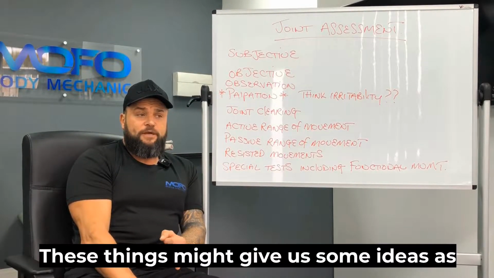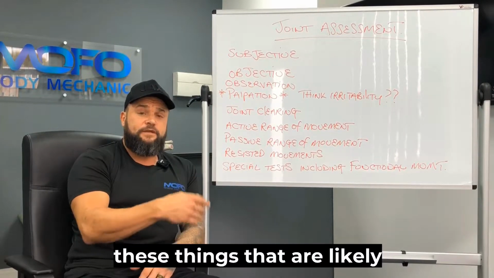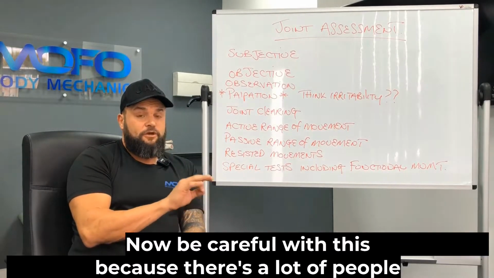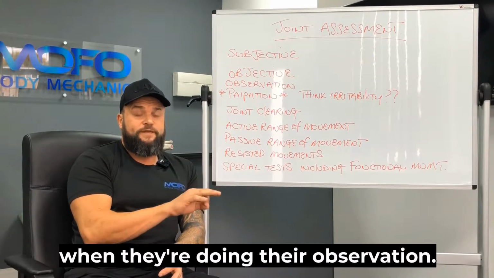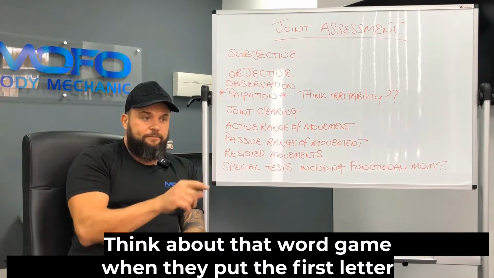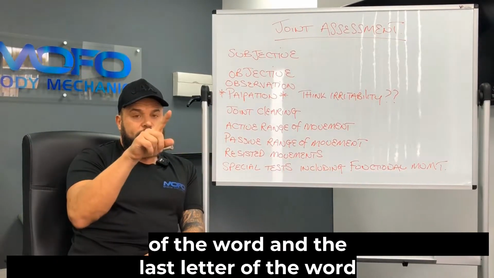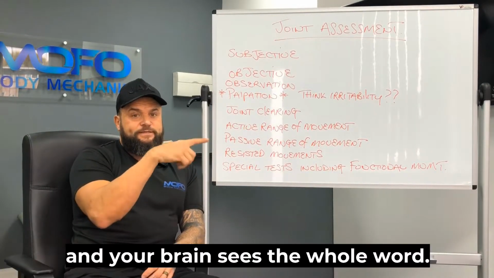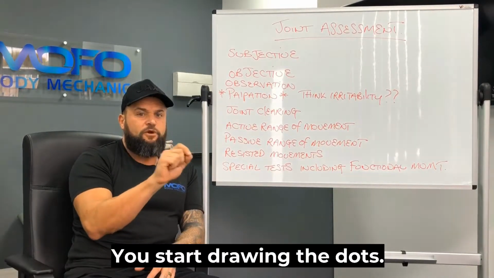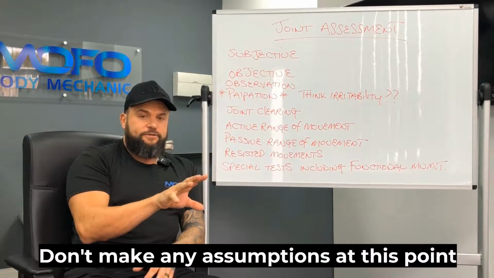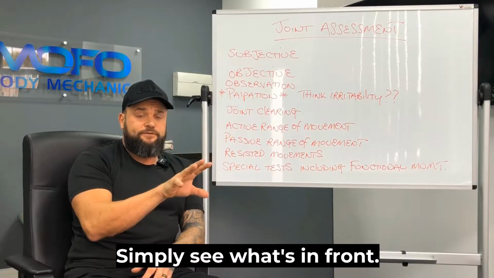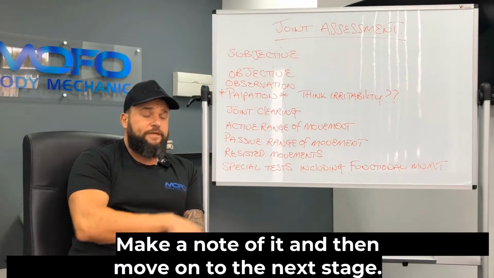These things might give us some ideas as to the predisposing factors, the things that are likely to cause your patient's problem. Now, be careful with this because there's a lot of people that jump to conclusions when they're doing their observation. Your brain is a machine that likes to find connections. Think about that word game when they put the first letter of a word and the last letter of a word and your brain sees the whole word. That's what you try and do during observation. You start to join the dots. Don't make any assumptions at this point because you've not put your hands on, you've not moved the joints. Simply see what's in front, make a note of it, and then move on to the next stage.